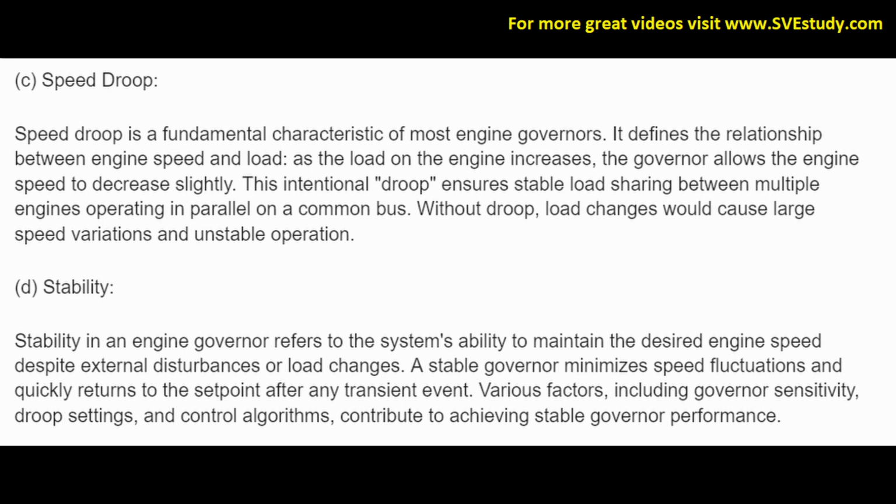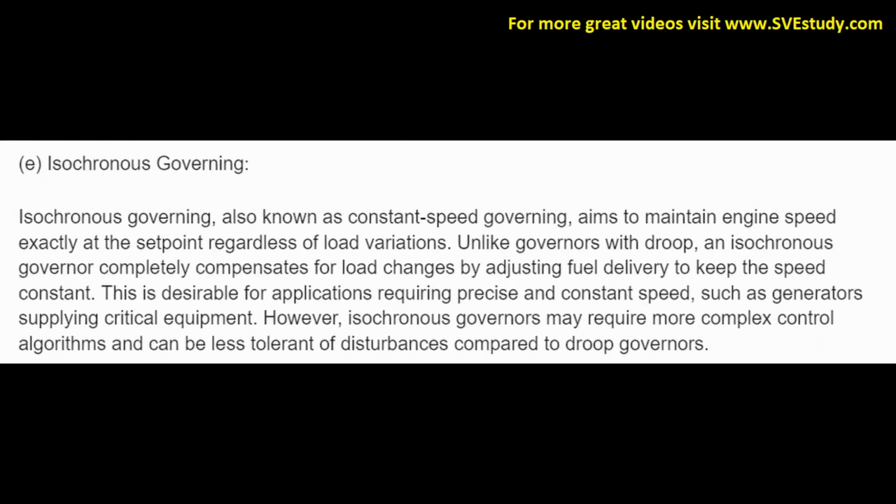D. Stability. Stability in an engine governor refers to the system's ability to maintain the desired engine speed despite external disturbances or load changes. A stable governor minimizes speed fluctuations and quickly returns to the set point after any transient event. Various factors, including governor sensitivity, droop settings, and control algorithms, contribute to achieving stable governor performance.